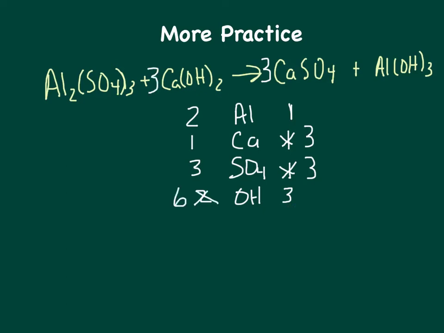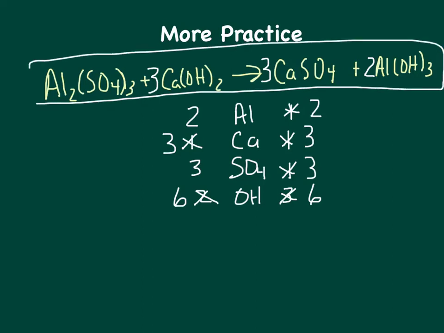That makes 6 here, but I also changed my calciums to 3. And then I'm going to put a 2 right here because I want 6 hydroxides. That makes 6 here, but it also changes my aluminums to 2. And magically, that all worked out. It doesn't always work that way, but on the first try, those all worked out just fine. And now we have our balanced chemical equation.